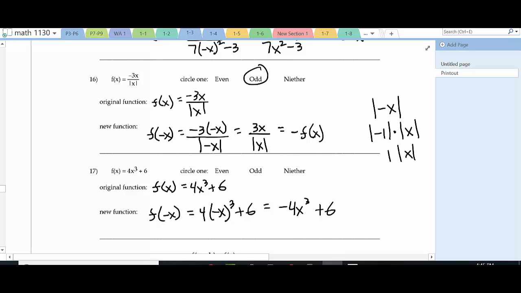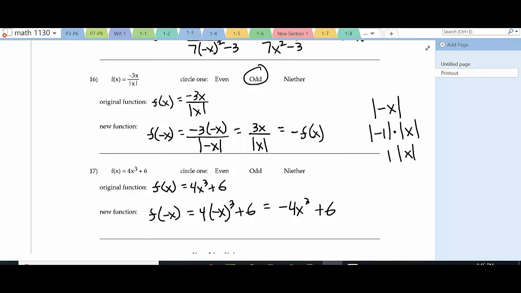Well, what do you think? Is that the same, or is it the opposite? What do you think? What did you put? Odd. Are you sure? Neither. No. Okay, here's what you've got to look at. Tell me what the opposite of that whole expression would be. Negative 4 and negative 6, right?